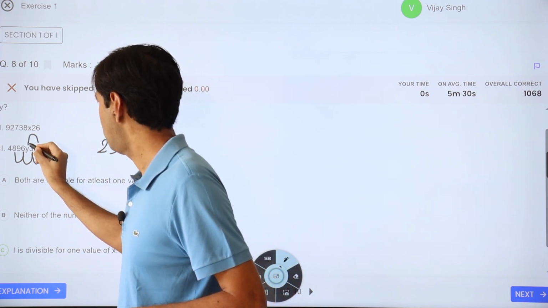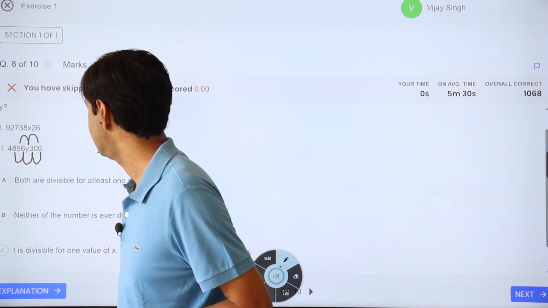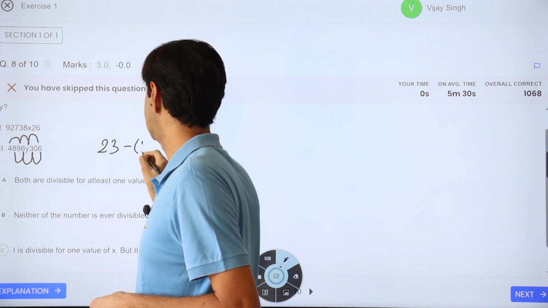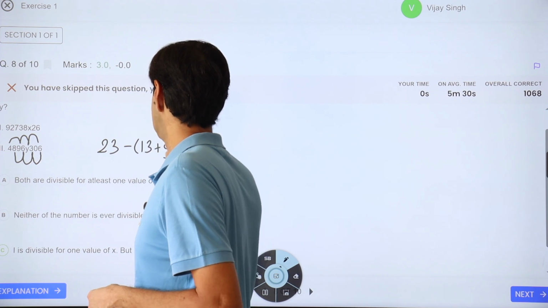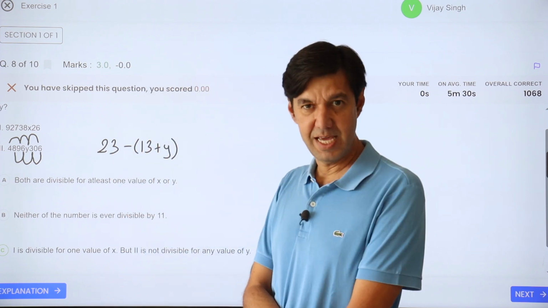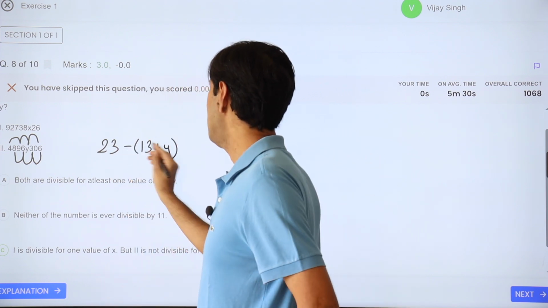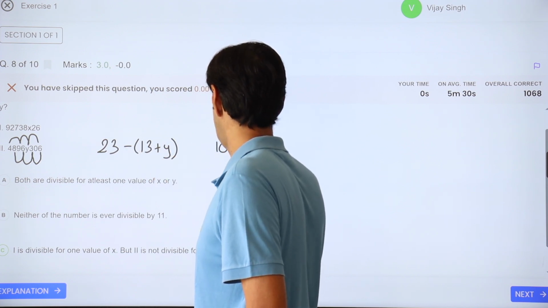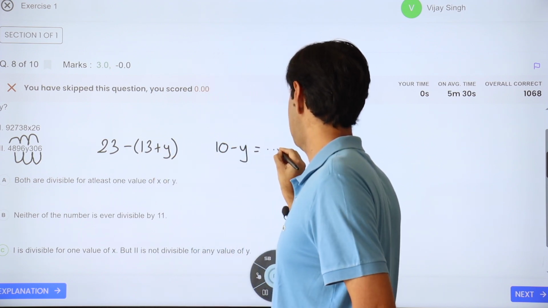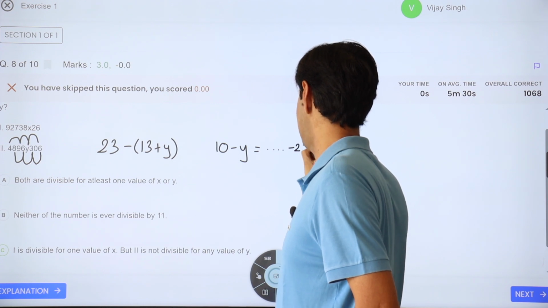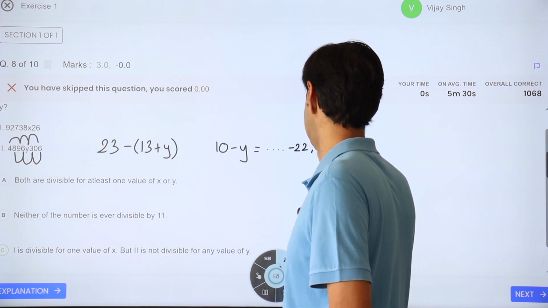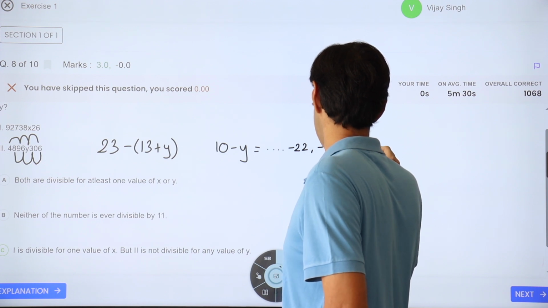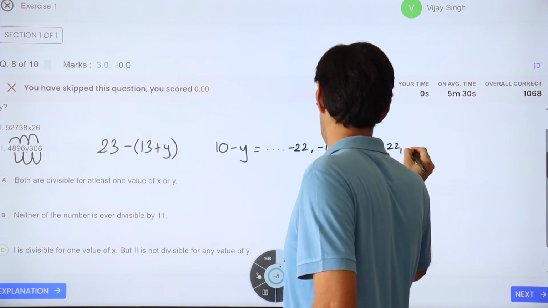0 plus y plus 9 and 13, so that's 13 plus y. So u minus t, which is 10 minus y. This could be amongst many things. It could be minus 22, it could be minus 11, it could be 0, it could be 11, it could be 22, or so on.